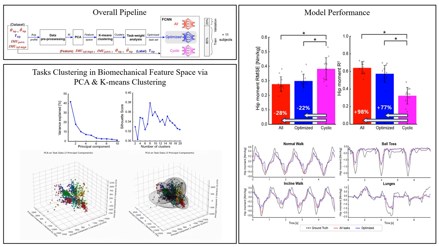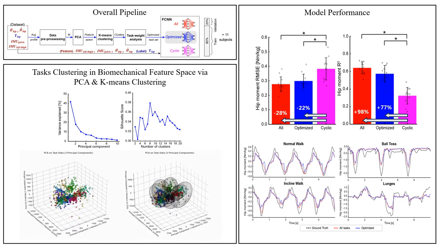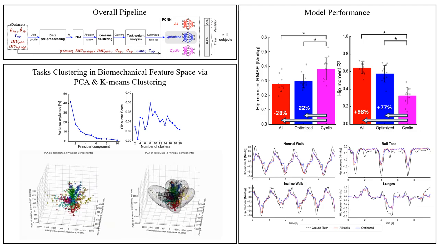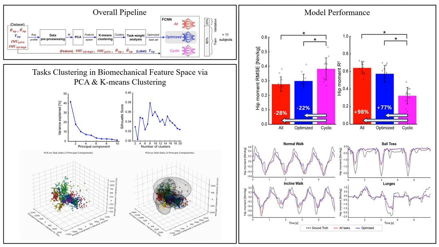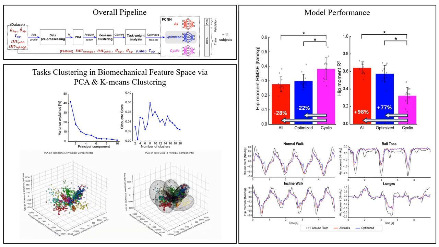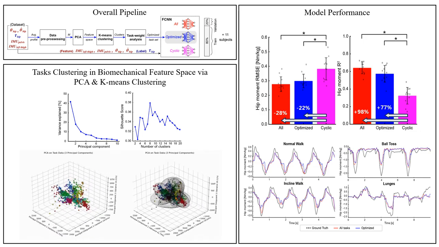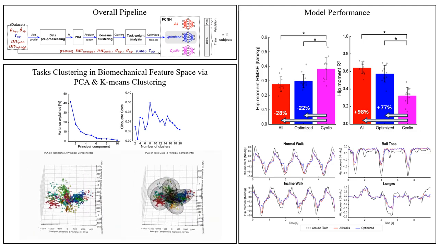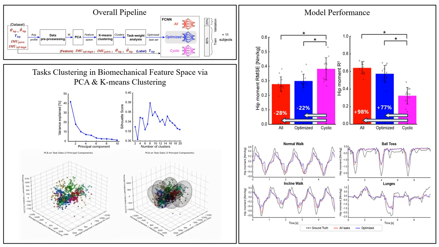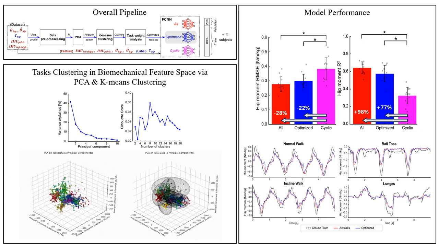The optimized model produced predictions nearly identical to those of the all-task model. When the predictions were poorly made, the all-task model also underperformed. This suggests that these difficulties are not stemming from the training task set, but from the limitations of using a simple FCNN model and the inherent challenges of predicting non-cyclic tasks using only kinematic data.